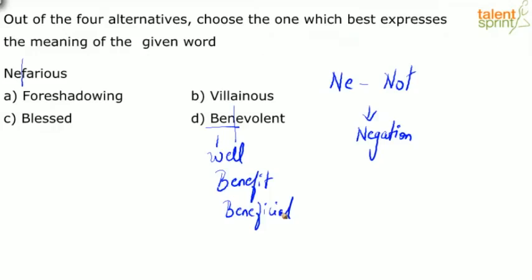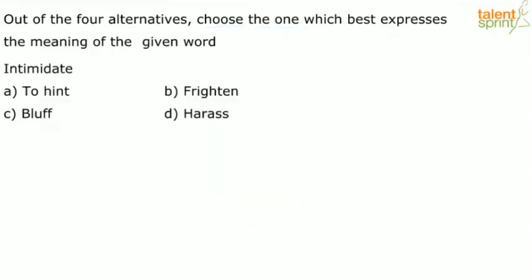C and D, positive. Foreshadowing again it's just to present an indication beforehand or suggestion, right? That's also a positive word. So the only negative word is B, villainous. And we're looking at the meaning of nefarious. So just understanding the prefix ne, which gives me negation, looking at my options, I eliminate all the words that give me a positive meaning and I arrive at the answer.